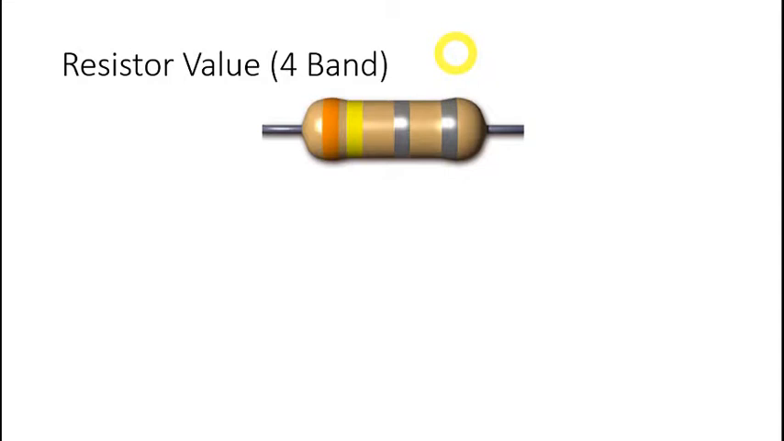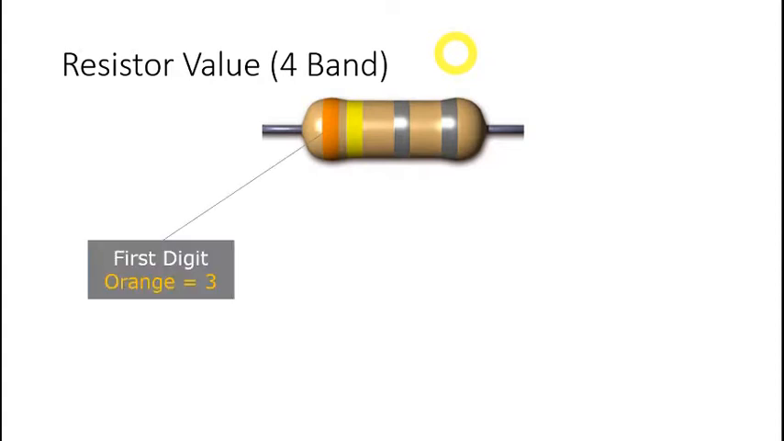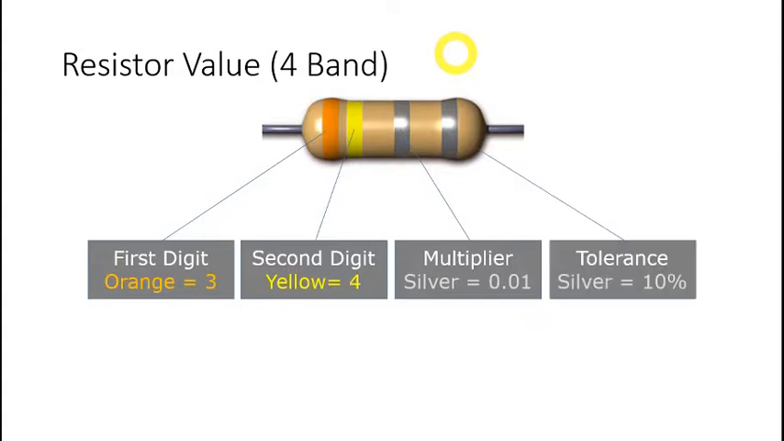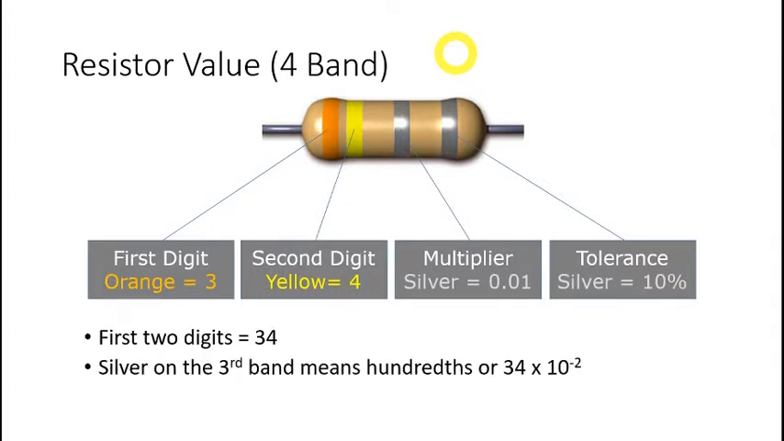That means that we're going to have a very low resistance resistor, and we need to discern what its value is. So our first digit is orange, our second digit is yellow, so I have a 3 and a 4. Okay, my multiplier is going to be 0.01. So we're going to be moving the decimal to the left in this case. And then my tolerance again is at 10%.